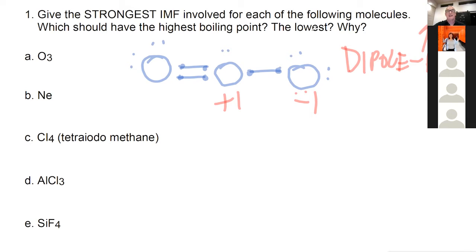Now let's look at neon. Oh, sorry, someone wanted to ask a question about that. I was just wondering in terms of the AXE shape, would that make it very polar? Oh, yeah, this would be bent, so very polar. Yeah, so basically it looked like this.